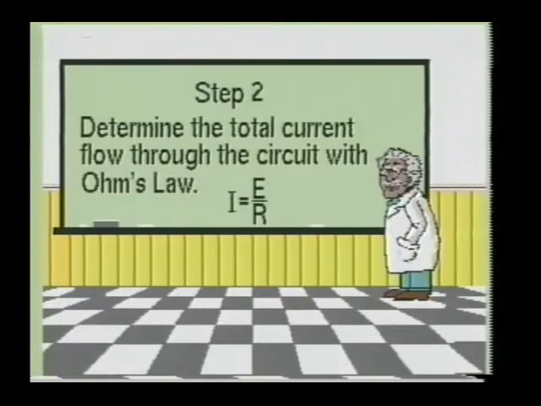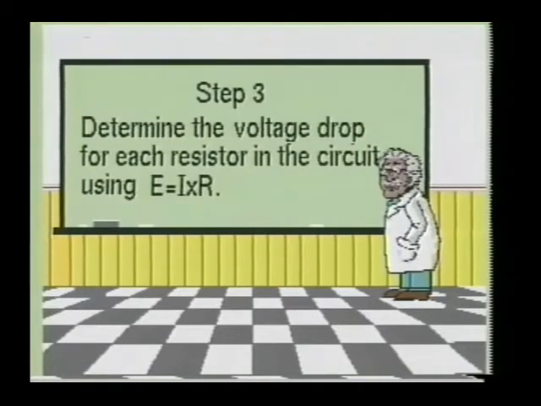The next step is to figure for the total current flow through the circuit. This was accomplished by using Ohm's law formula I equals E over R. Ohm's law was used extensively throughout this program. Once we knew the current flow, we were able to calculate for the voltage drop across each resistor by using Ohm's law equation E equals I times R.